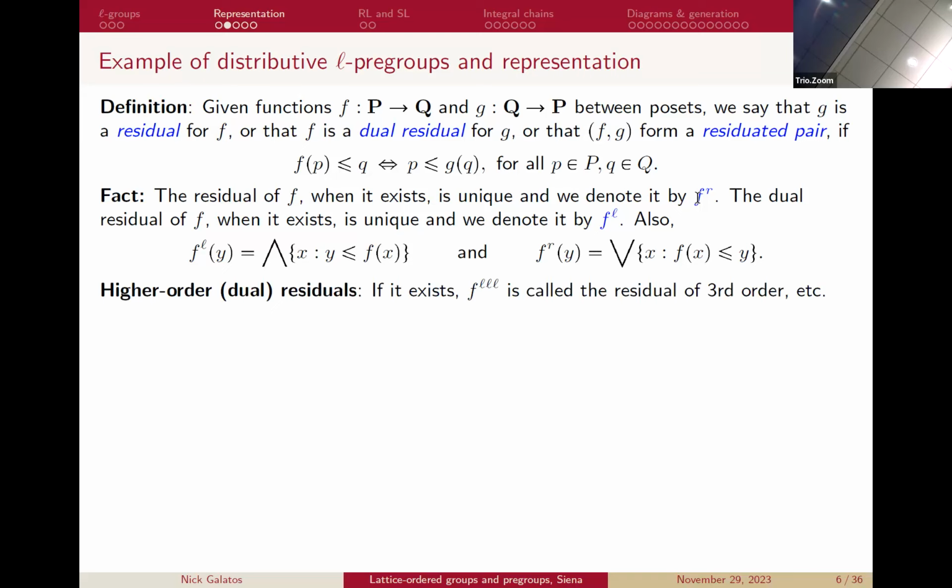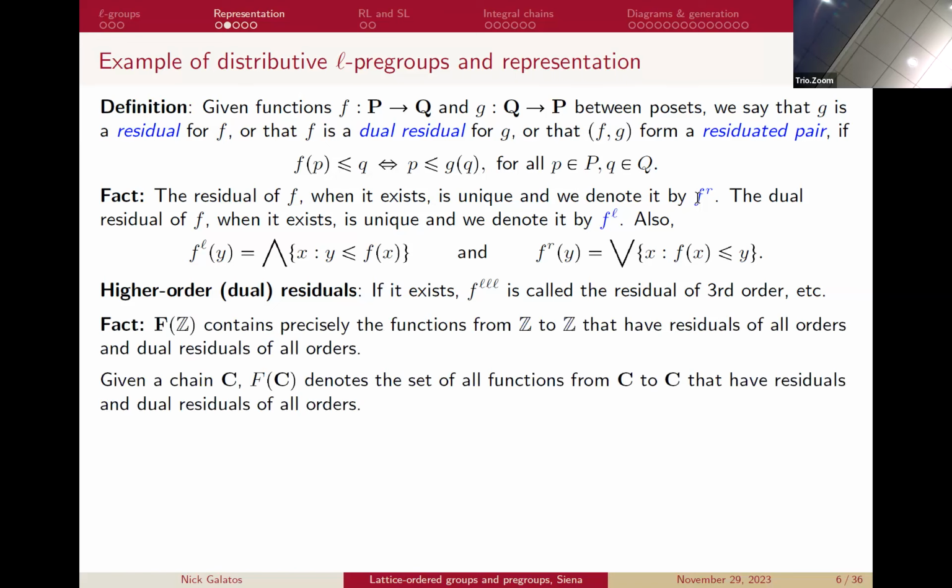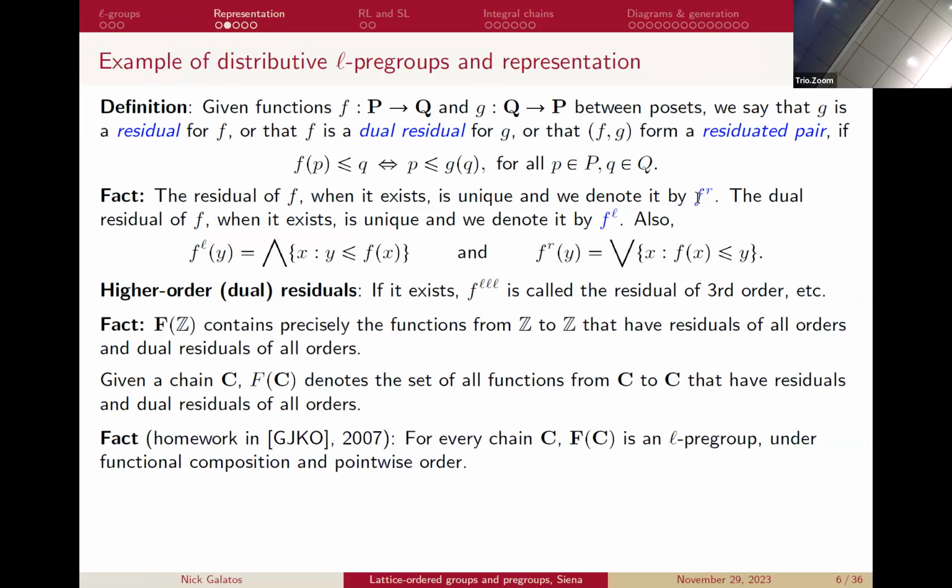And likewise, you can define higher order residuals. If your residual has a lower residual, but it may also have an upper residual. I want that to exist because I want my lower upper residual to also have this property. So in the end, we want F of Z to contain precisely the functions from Z to Z that have residuals and dual residuals of all possible orders. Every function is residuated, it's also the residual of something, and so on forever. And that's how we define this for an arbitrary chain, because this finite to one doesn't make sense for arbitrary chains, but this way it does.